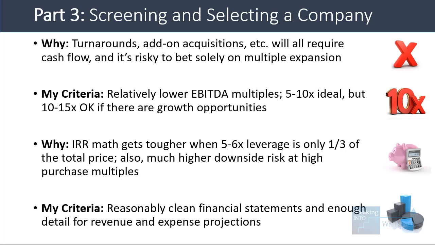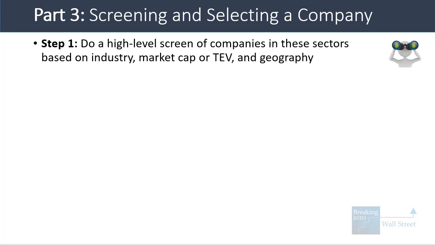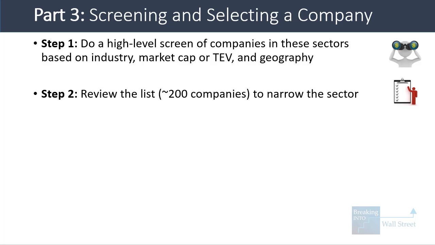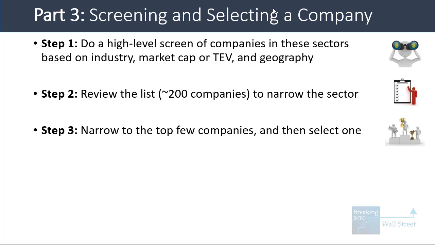Another criteria that I like to use is that we want reasonably clean financial statements and enough detail for revenue and expense projections. If we don't have that, the case study falls apart because we can't just look at something like a 7-day case study and project revenue based on a simple percentage growth rate, for example. So the steps in the process here are first to do a high-level screen of companies across these sectors based on the industry, market cap or enterprise value, and geography. Then we can review the list, which generated about 200 companies here, and narrow the sector. And then we can narrow it to the top few companies and select one.